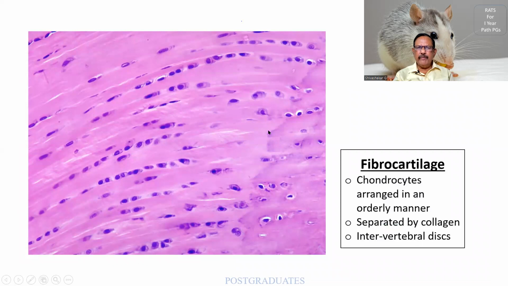There are different types of cartilage. This is something called fibrocartilage. A lot of these pinkish ones are fibrous bands, in between which I am finding cells called chondrocytes. Chondrocytes are cells of cartilage which are arranged in an orderly manner. Always in pathology, we must emphasize the arrangement. They are in an orderly manner, just like ants going one behind the other.